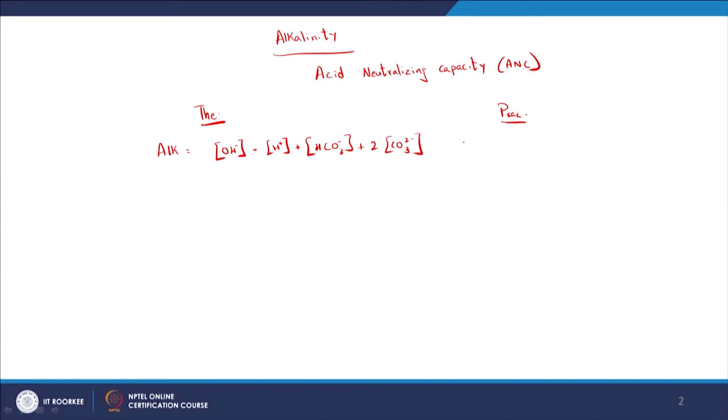Obviously this would be the case when the units are in molar units, but if they are in equivalents per liter, what are the units going to be?